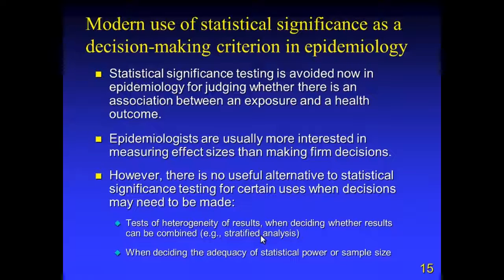So if the p-value is low, we would reject the null hypothesis, that being that the odds ratios for the different strata are the same. If we have a low p-value, we would decide that we cannot combine them. If we have a high p-value, we decide that there's no evidence of heterogeneity, and so it's okay to combine the strata and calculate a Mantel-Haenszel odds ratio. So that's one situation where we would potentially use this decision-making criterion.